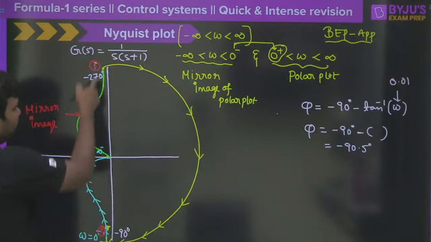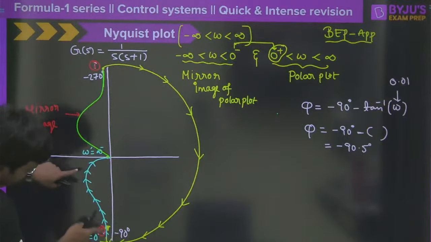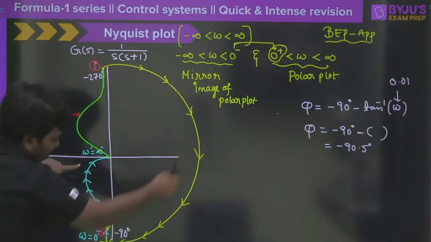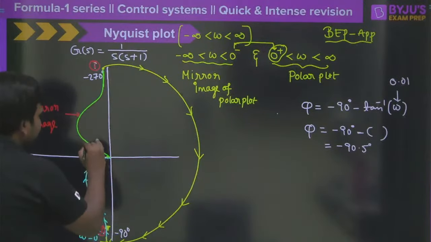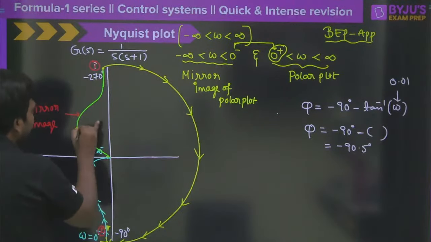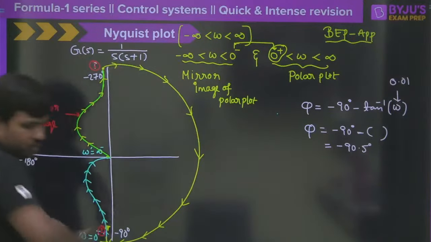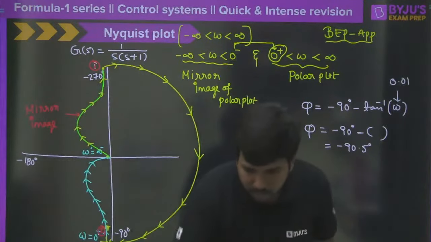And now tell me, in the mirror image, what should be the direction? Starting, it is coming like this. And this section also comes like this. Then obviously this section must have the direction like this. Clear? This is called a Nyquist plot.